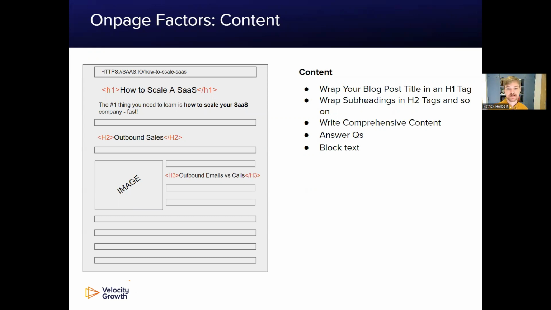Number 4, we already covered basically, but answer questions, right? If I'm going to read a piece of content on how to scale a SaaS, I might have a number of questions about this. So if I'm looking at outbound sales, what goes into outbound sales? Let's say outbound emails versus calls. At some point in there, if I'm the writer, I might want to mention tools, popular tools that people might use.